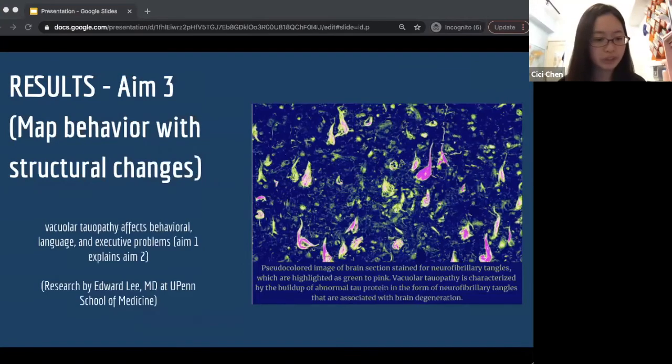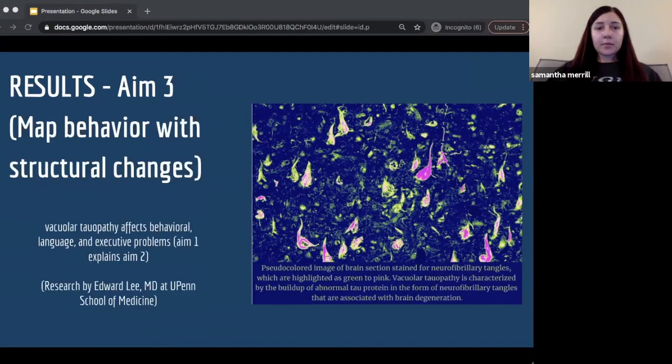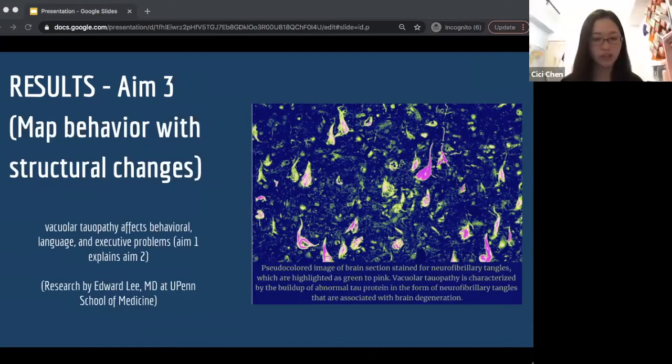For our results for AIM 3, in order to map the social changes, we plan on using ImageJ if we actually have our experimental data. But since we are not in the lab, we analyze our results from previous studies in AIMS 1 and 2. As we see in AIM 1, Tau creates vacuoles in the fly brains. The vacuolar tauopathy effect has been studied recently by Edward Lee's group at UPenn School of Medicine, and they found that vacuolar tauopathy is a new and rare form of dementia that affects behavioral, language, and executive function. This explains how the structural changes in the fly brains cause a decrease in flies' climbing ability, as we saw in the results from AIM 2.